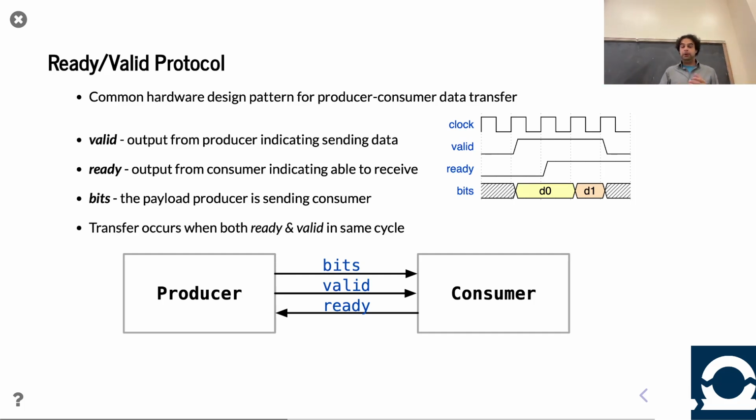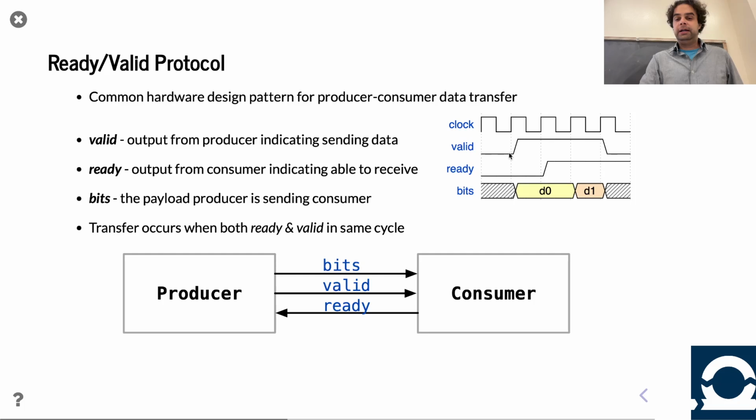Now, the key thing to point out is that just because you're ready to send data doesn't mean data is actually sent. It is only sent when the producer is ready to send data and the consumer is ready to receive data. So you use both valid and ready at the same time. Here we have a little waveform. You can see the clock cycles. These decisions are evaluated on the rising edge of the clock.